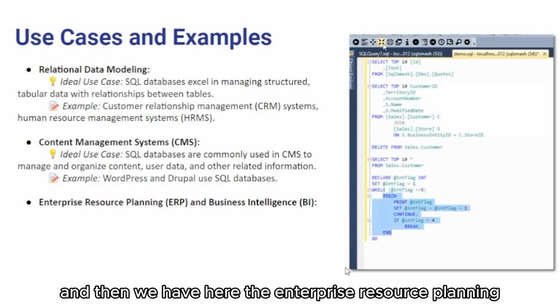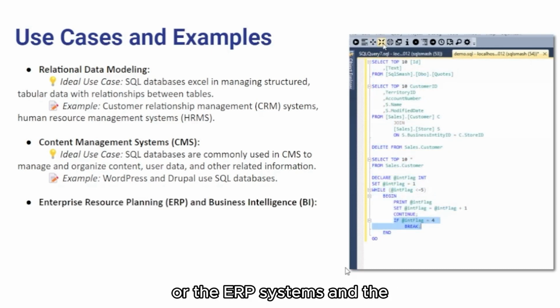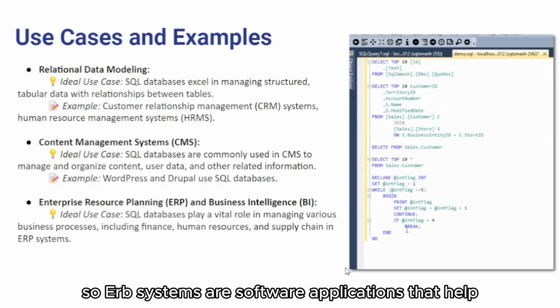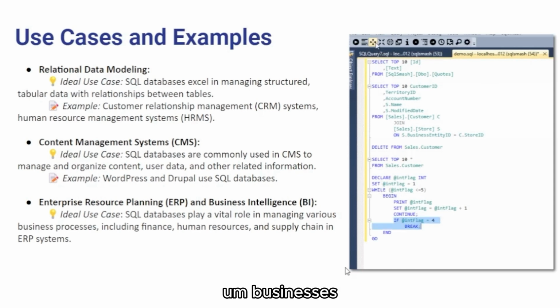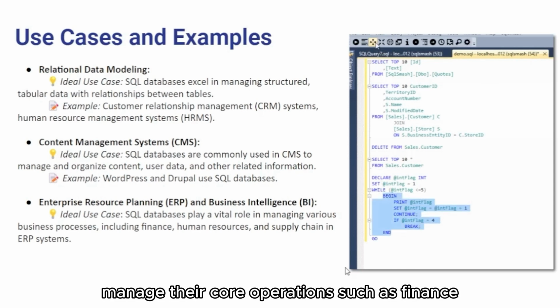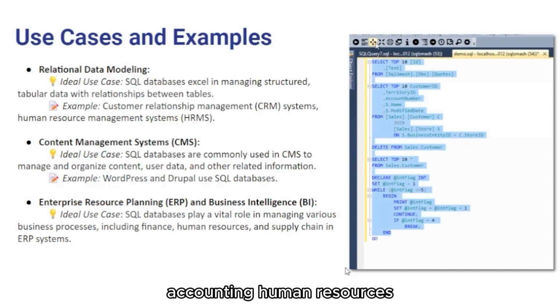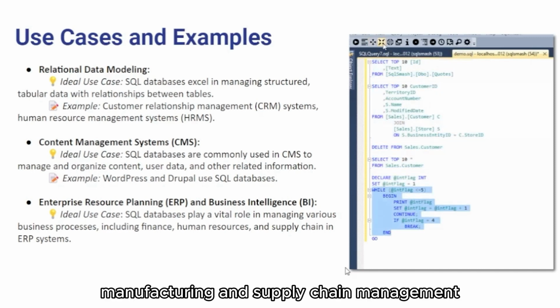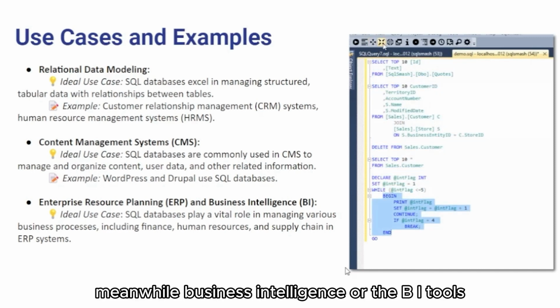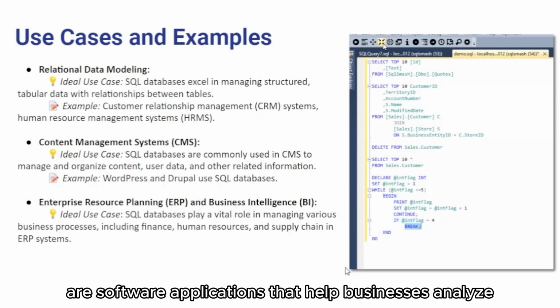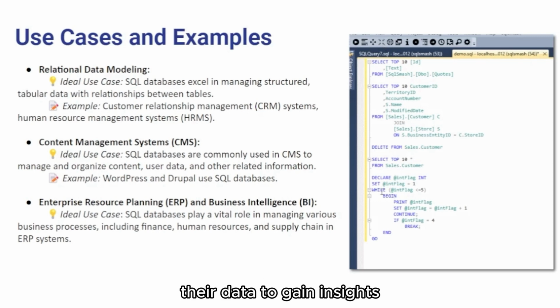And then we have here the enterprise resource planning or ERP systems and business intelligence or BI. ERP systems are software applications that help businesses manage their core operations such as finance, accounting, human resources, manufacturing, and supply chain management. Meanwhile, business intelligence or BI tools are software applications that help businesses analyze their data to gain insights and make better decisions.